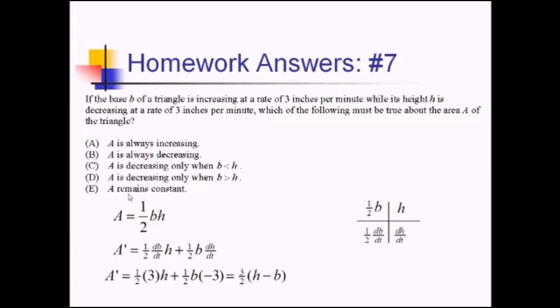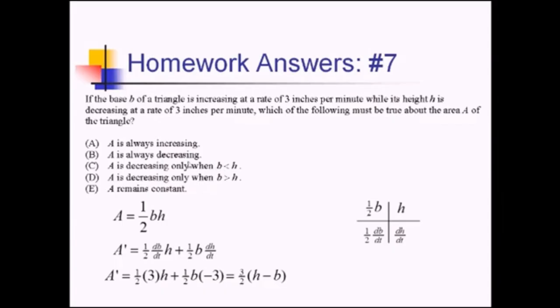And then the easier one to eliminate out of the rest of these is this choice E, A remains constant. That would be if this stuff came out to 0, but that only happens if H and B are the same value, which is not guaranteed. So we have to go with these conditional answer choices.